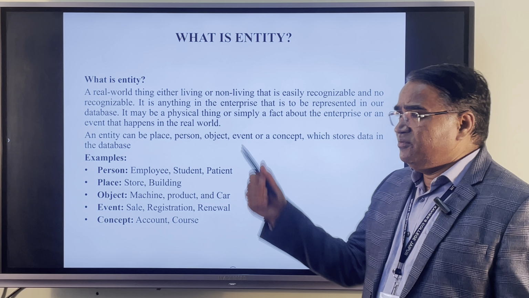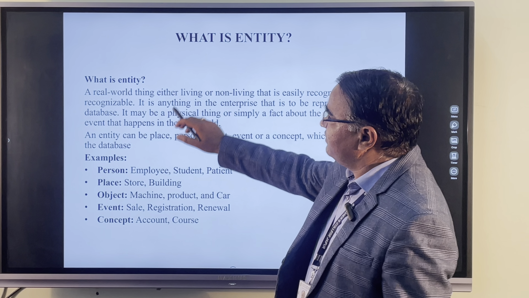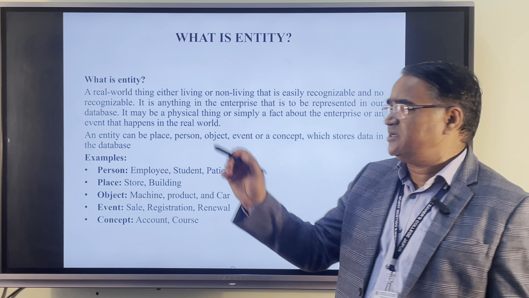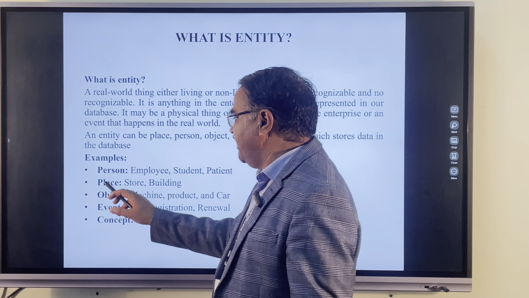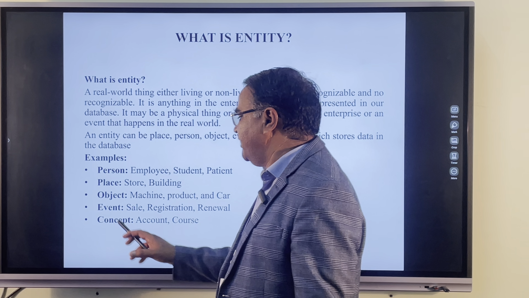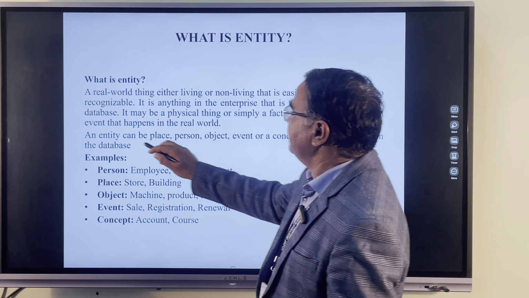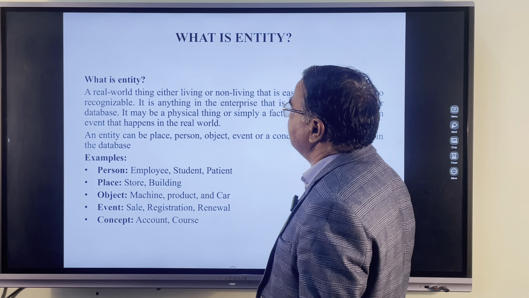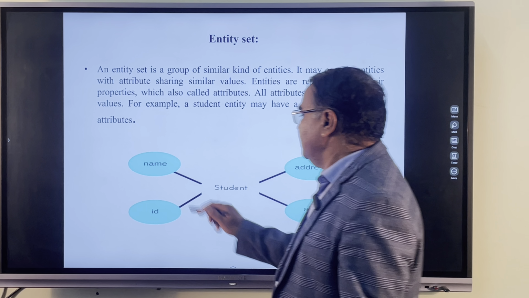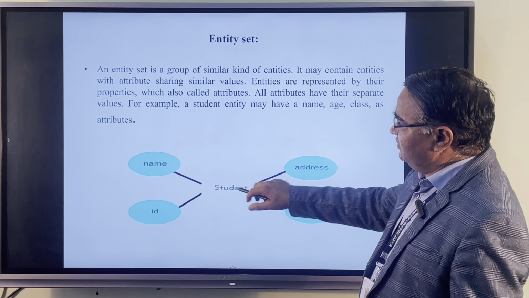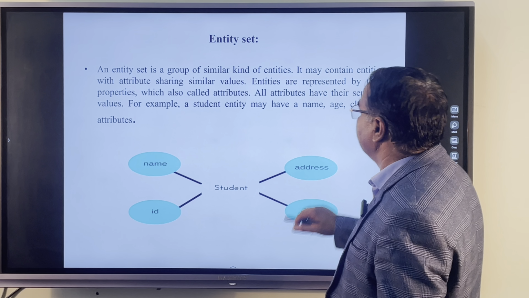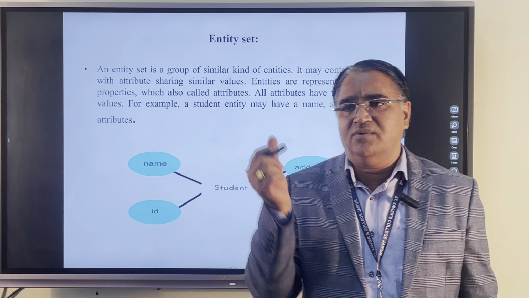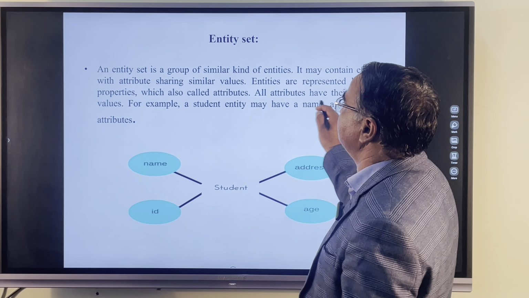What is an entity? An entity may be the name of a person, living or non-living things, the name of a place, an object, events and concepts. So we can use an entity as a person, object, event and concept. In this diagram, student is the entity, and these are the attributes of the given entity. An entity may be one entity or a set of entities of similar values in the given database.